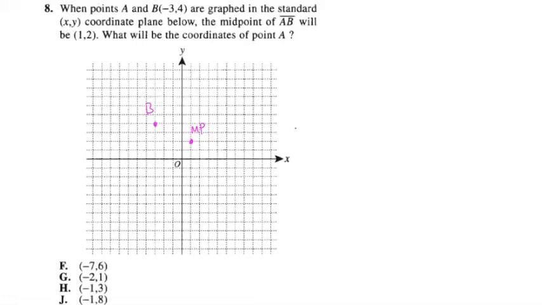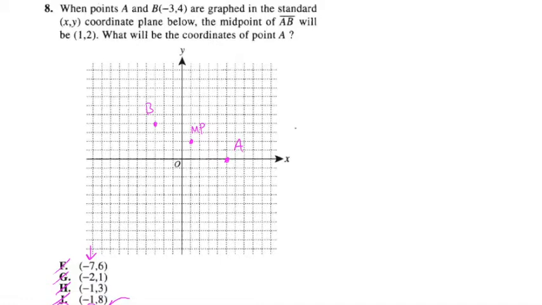Just by looking at these 2 points, we can guess what A is. A has to be somewhere around here. That means it has a positive x value. It's going to be around 0 for the y value. The answer choices make this question fairly easy. All of these are negative x values. The only one that's positive is K. This is our answer. And we see also that the y value is 0. We wanted something close to 0.